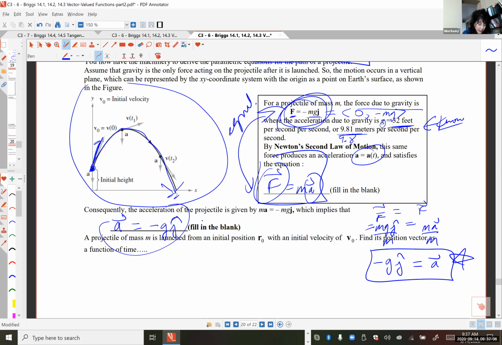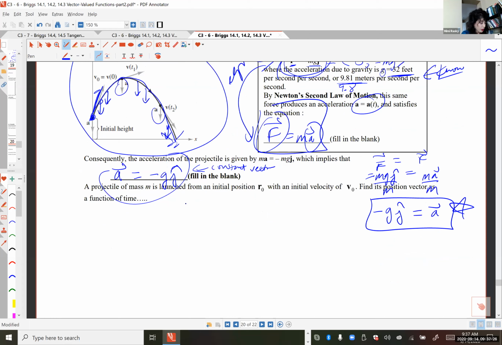And by the way, this is a constant vector. In other words, it never changes as long as the object is only getting operated on by gravity. So this vector, they're drawing the vector a for you here in the picture. No matter where you're located, it's always pointing downward, it's always the same magnitude, and the direction is always down. Okay, so now let's derive the position vector.